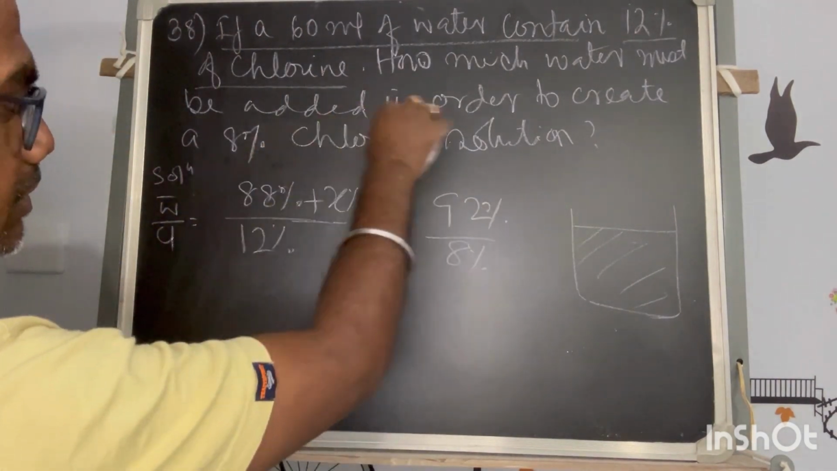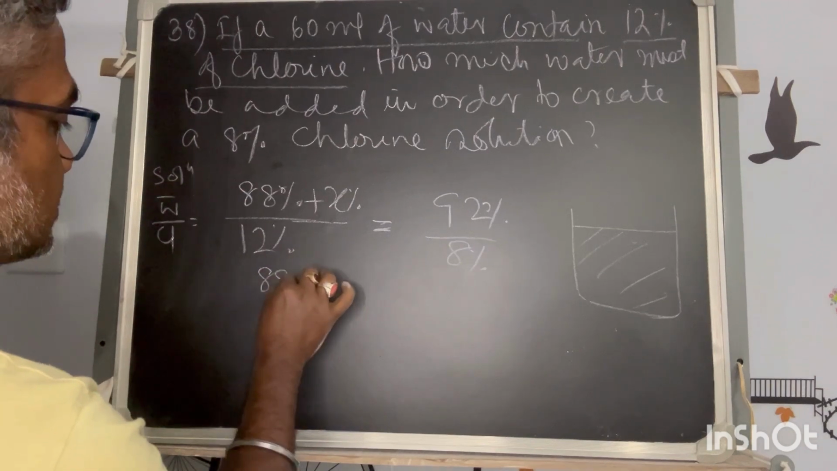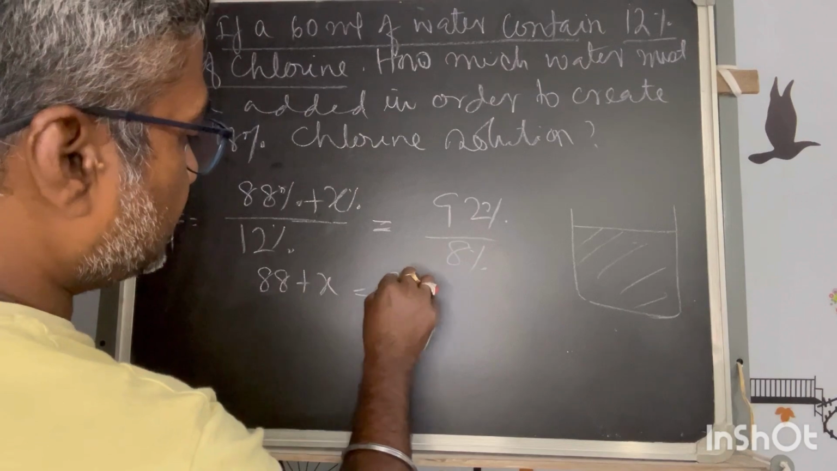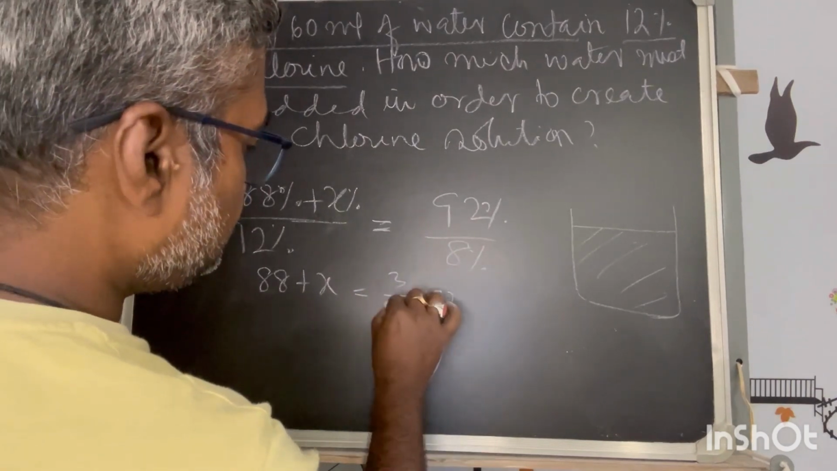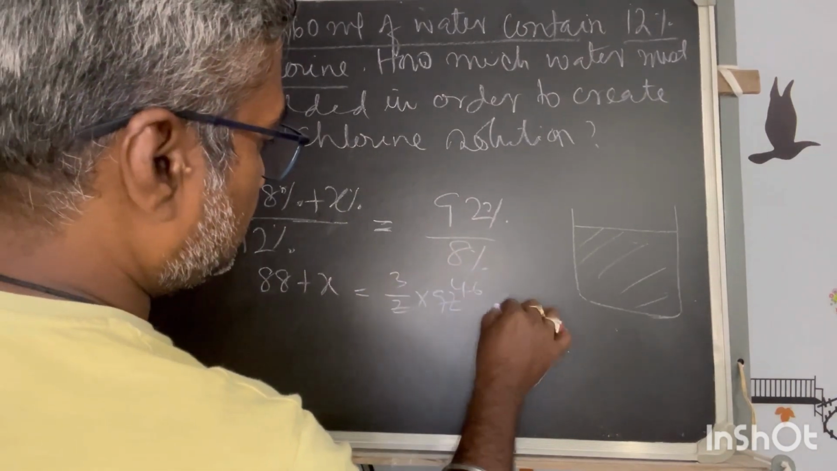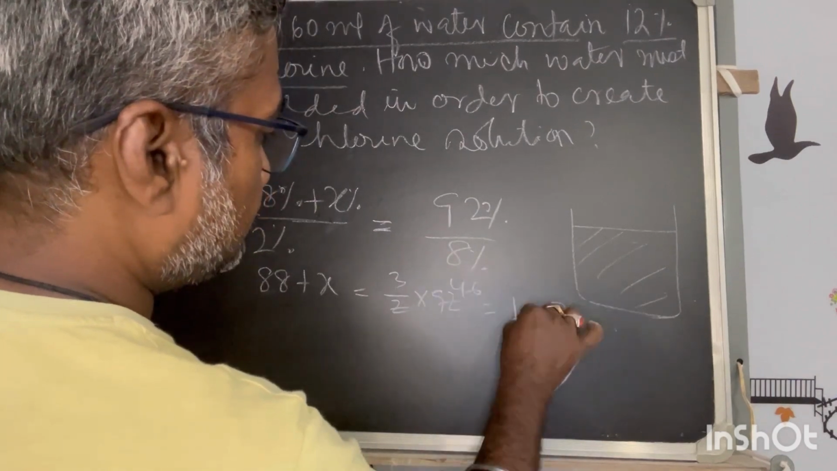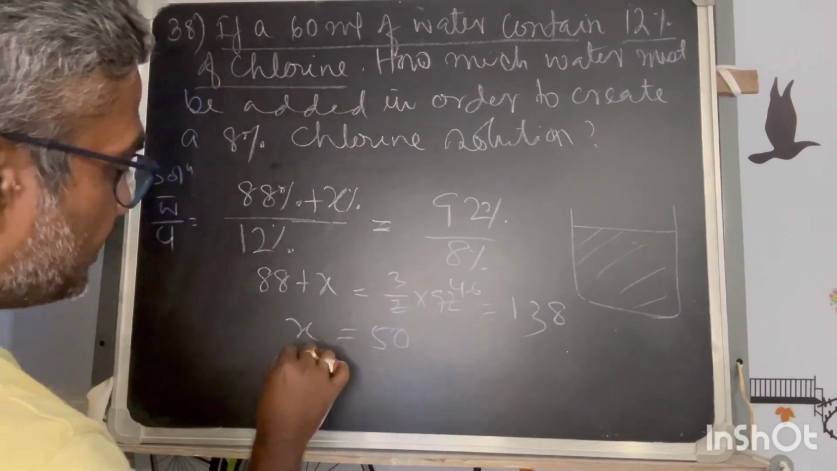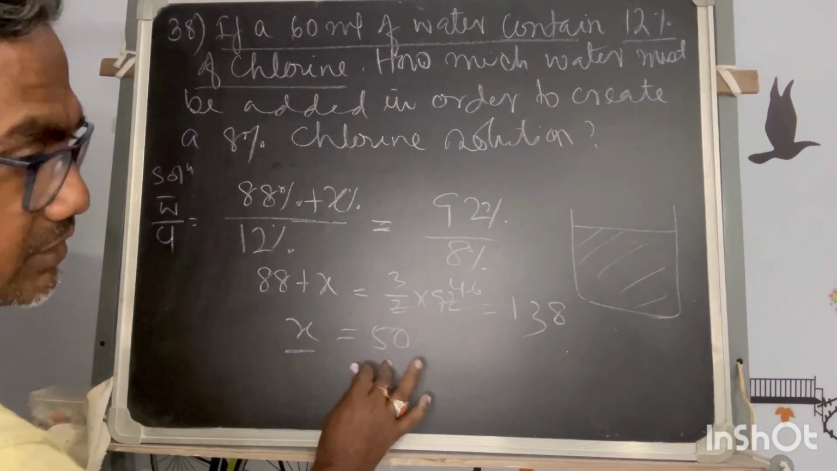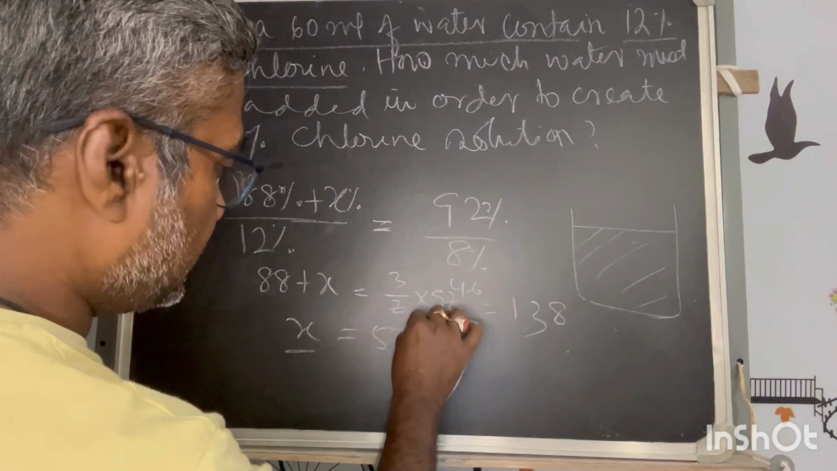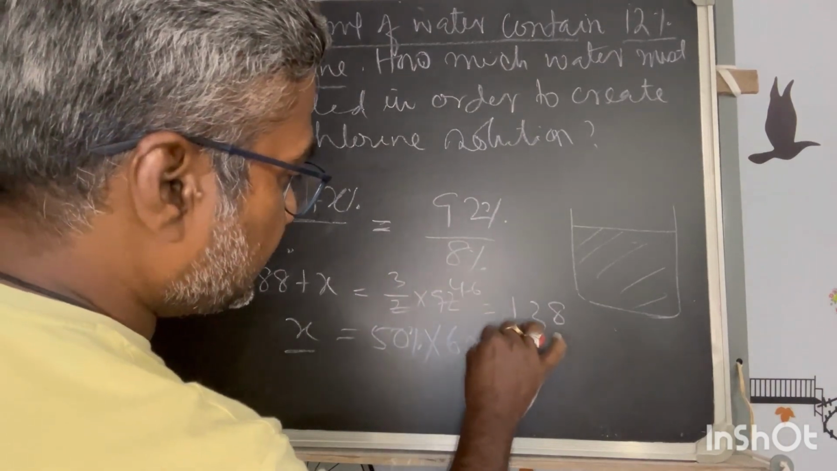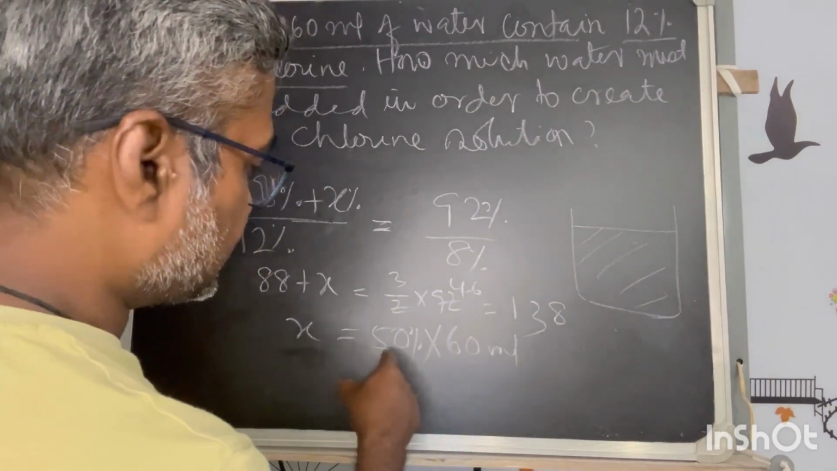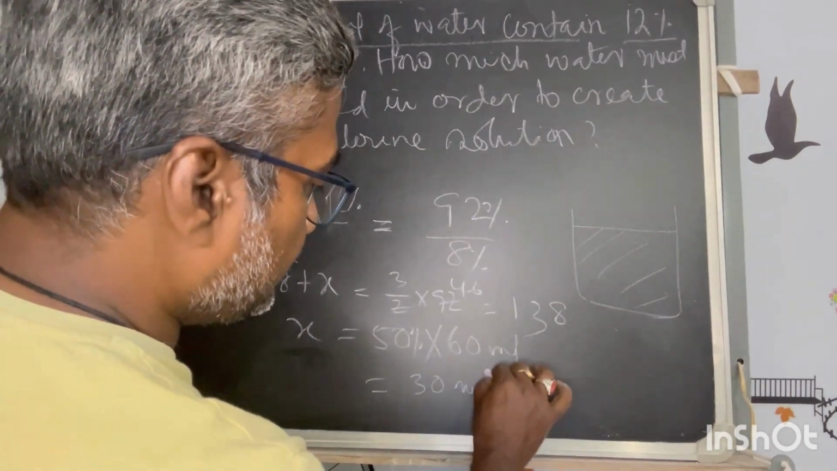As it is all in percentage, I can remove the percentage. Simply what I will do, X equals 12 by 8, that means 3 by 2 of 92. This will come around 138. So X is equal to 50. Now this X I have taken in percentage, so that is not the milliliter. This is a percentage of 60 ml, that will give you the X value in ml. So 50% means 30 ml will be the answer.